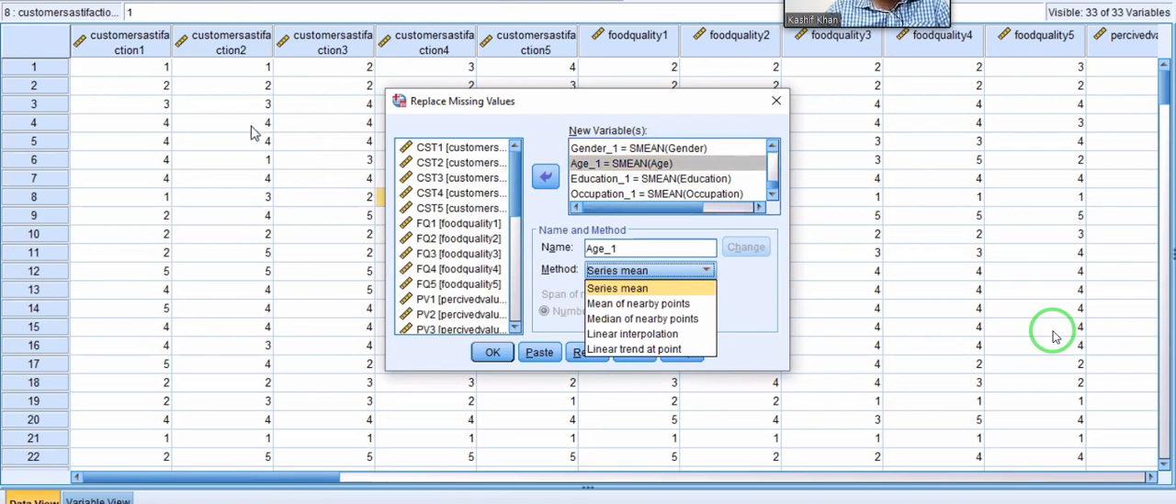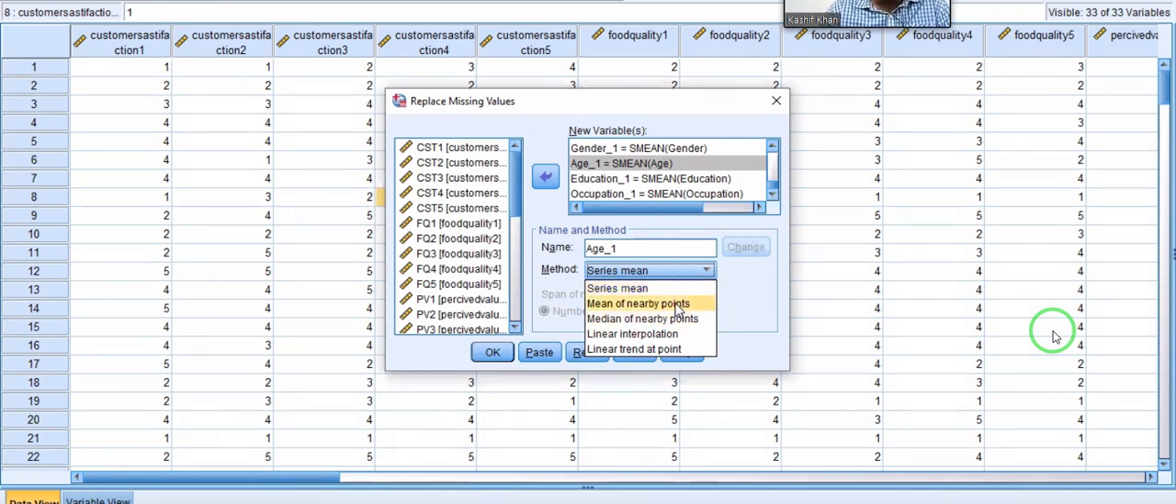Do you want a series mean? That's a series mean, right? If I'm not wrong, this is for the row. So it will take the mean value, the average value of this row. Let's say somebody's missing here, any of this data missing here. So it'll take the average value of the row, and whatever the average value comes out, it will put there.